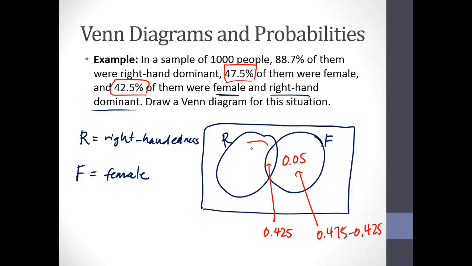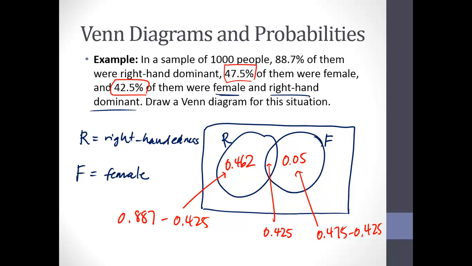All right. So how about my last shape over here? What group does that represent? Right-handed males. Exactly right. So what percent of my sample here is right-handed males? 0.462. Yeah, exactly. This comes from taking all of the right-handed people we have, 0.887, and subtracting off the 0.425 who are females. So 46.2% of my people here are right-handed males.